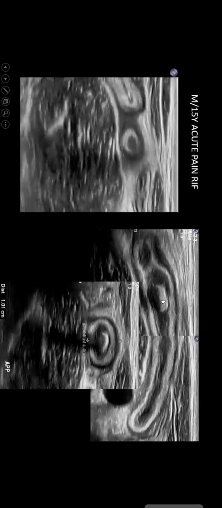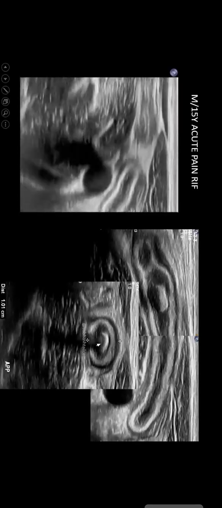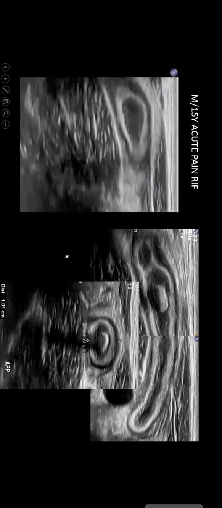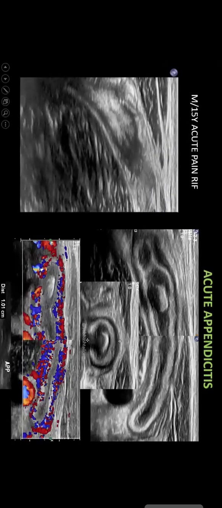15-year male with acute pain RIF. Cecum attachment, appendix, thick wall, fat reaction, well delineated. All layers of the wall of the appendix are well seen: mucosa, submucosa, muscularis propria, and the fecolith is seen. Small fecolith is seen. Diameter is more than 6 millimeter, 10 millimeter anteroposterior. It is non-compressible. It is hyperemic. The entire wall is showing significant grade 4 hyperemia on color Doppler. So this is uncomplicated. There is no fluid, no abscess formation, no other complication present. So it is acute appendicitis, uncomplicated.